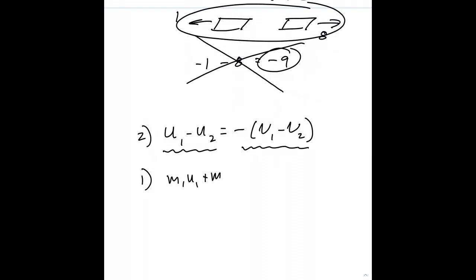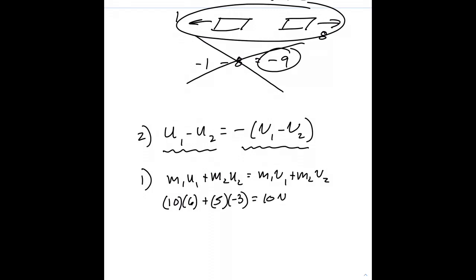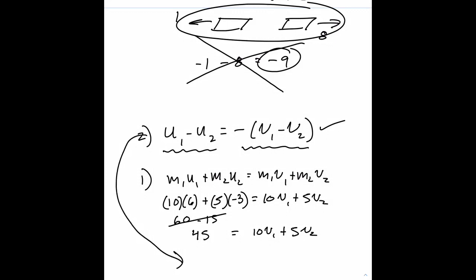m1 u1 plus m2 u2 equals m1 v1 plus m2 v2. So numerically, this was 10 times 6 plus 5 times negative 3 is equal to 10v1 plus 5v2. And we're stuck. One equation for two unknowns, except no, we have a second equation. So 60 minus 15, which gives us 45, has to equal 10v1 plus 5v2. Let's go to the second equation and see what we get.